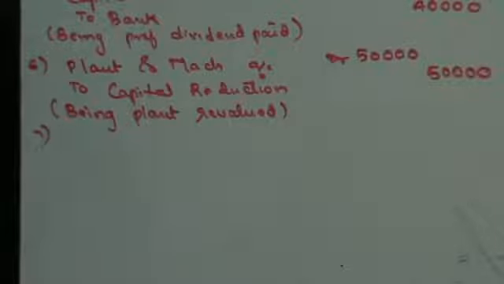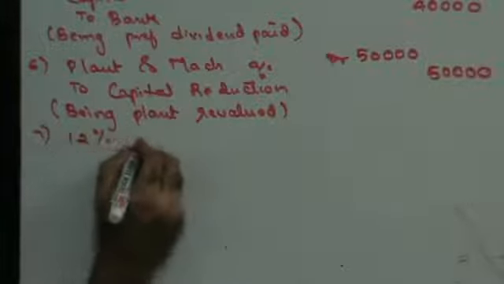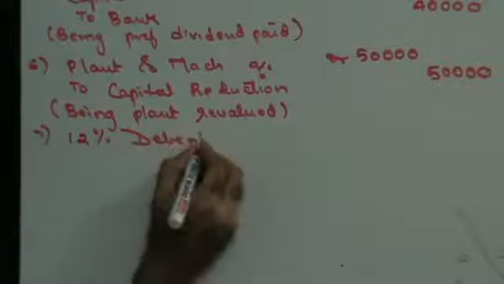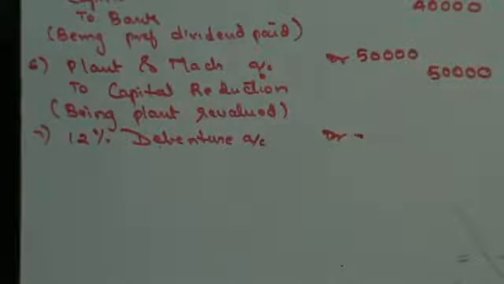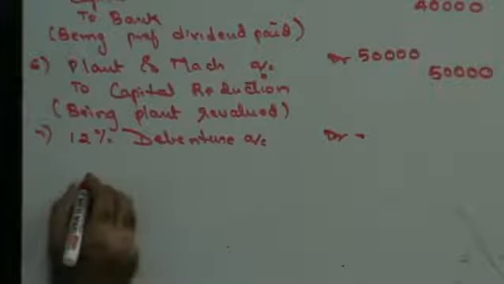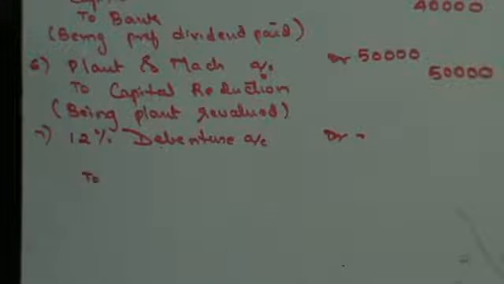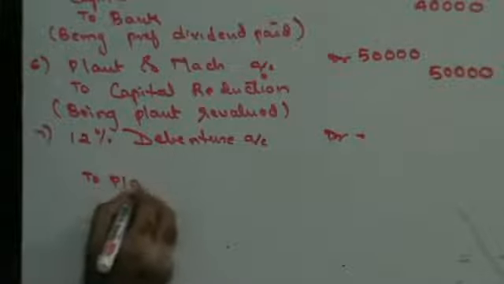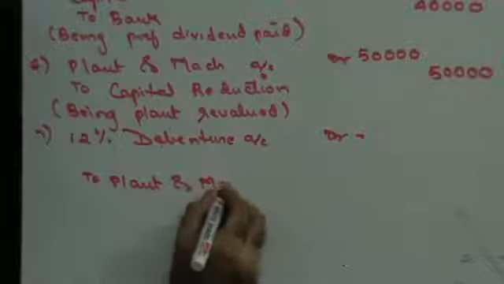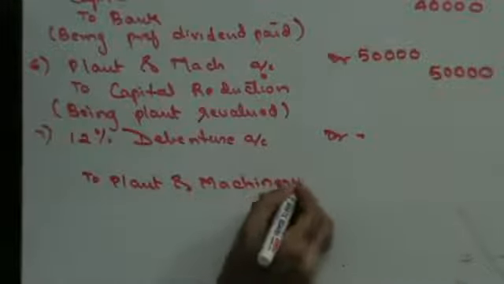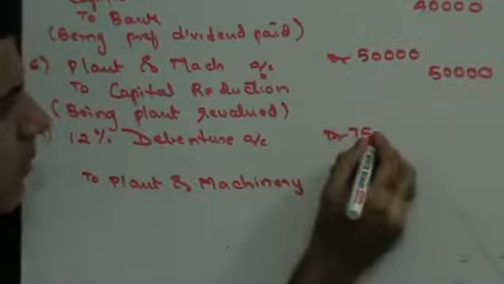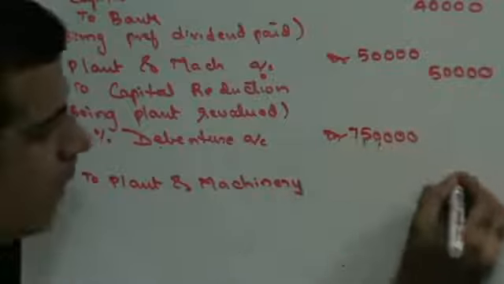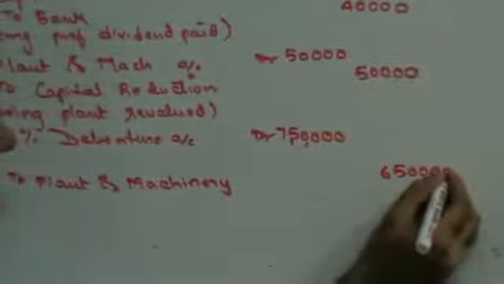Debit the receiver. Debenture holders are the receiver. So 12% debentures account debit. Since they are the receivers, debentures will come back in. Debentures account debit, leave a line. What are we giving them? Plant and machinery. Debit what comes in, credit what goes out. To plant and machinery. Right? Debentures are 7,50,000. Plant and machinery is 6,50,000.